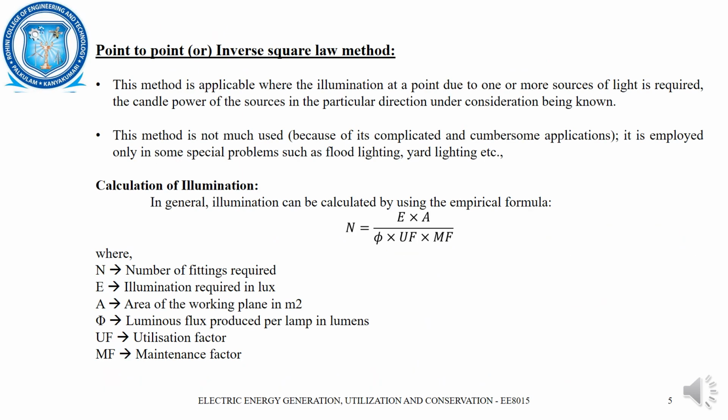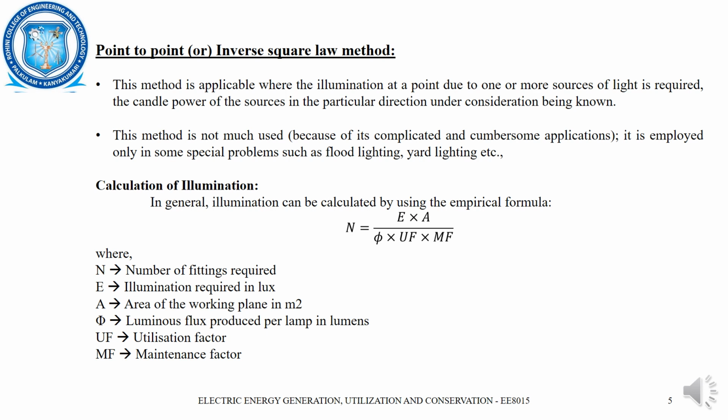Point to point inverse square law method. This method is applicable when the illumination at a point due to one or more sources of light is required. This method is not commonly used because of its complicated and cumbersome application.